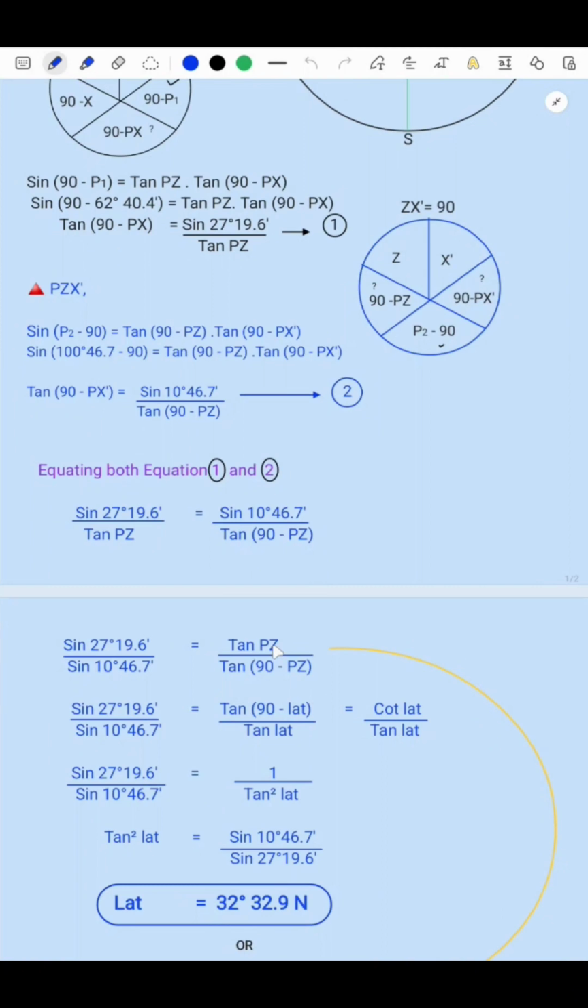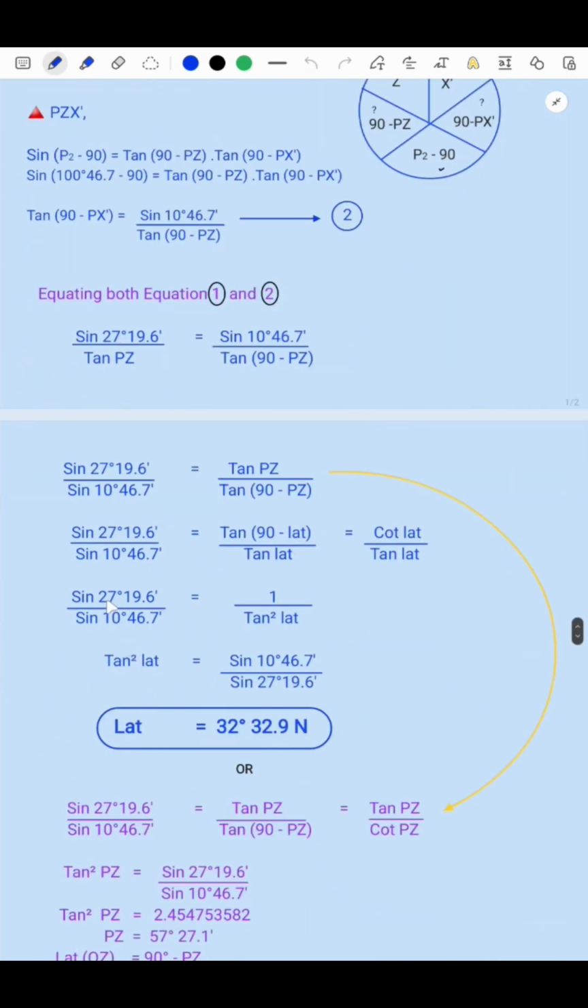So PZ we can also write as 90 degrees minus lat. So tan of 90 minus lat divided by tan of 90 minus PZ, which is lat, so tan of lat. Here tan of 90 minus lat can also be written as cot of lat divided by tan of lat. And sine 27 degree 19.6 divided by sine 10 degree 46.7 is equal to 1 by tan square of lat.